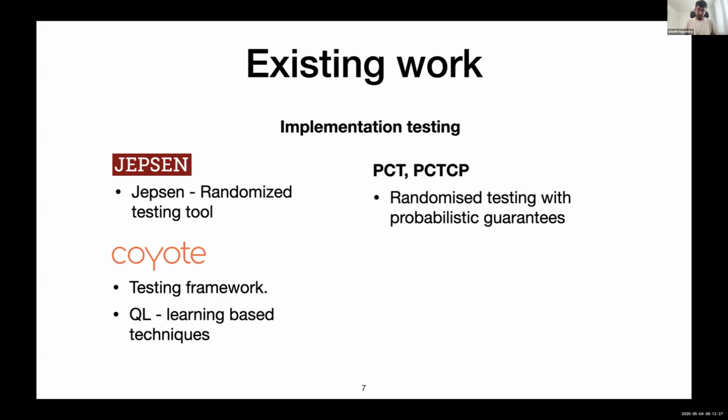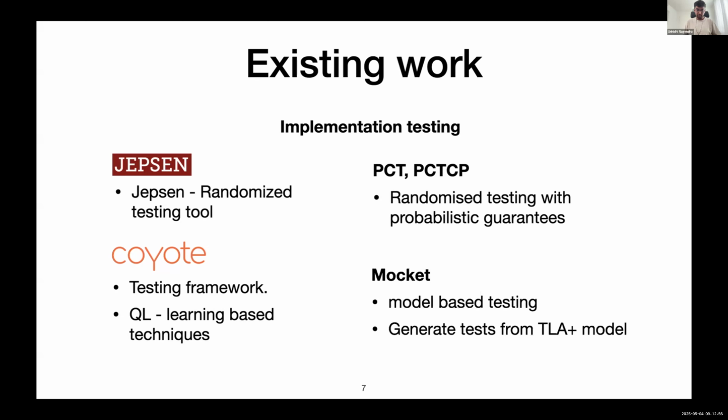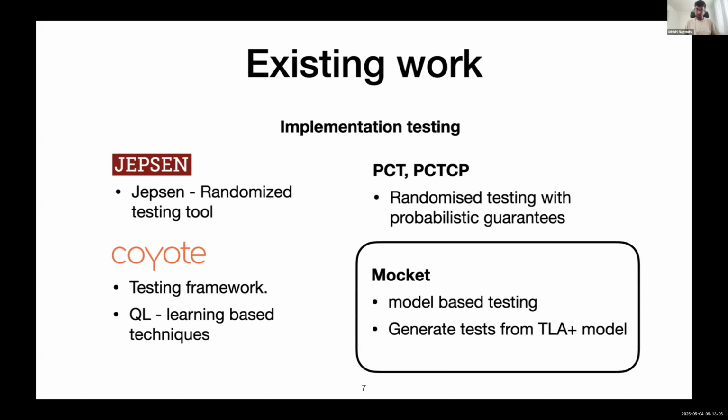And then there are some frameworks like Coyote, which allow you to write down many of these different implementation testing algorithms. They also have their own unique algorithms, which use reinforcement learning based techniques. And it allows you to encode any algorithm. And more recently, a work that I believe everyone here is familiar with is Mockit, which is a model-based testing tool where you generate tests from a TLA plus model. I'll focus a bit on this and say how we differentiate from it, what the drawbacks are that come with using Mockit, and what we can do to overcome them.